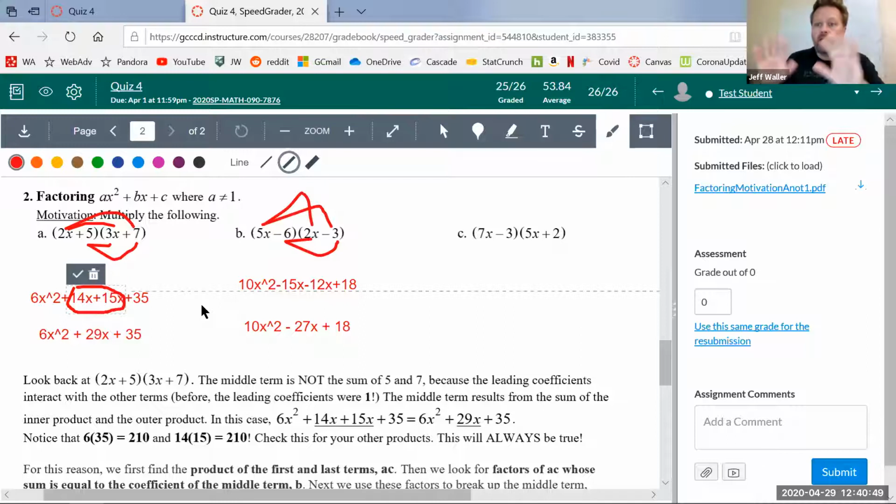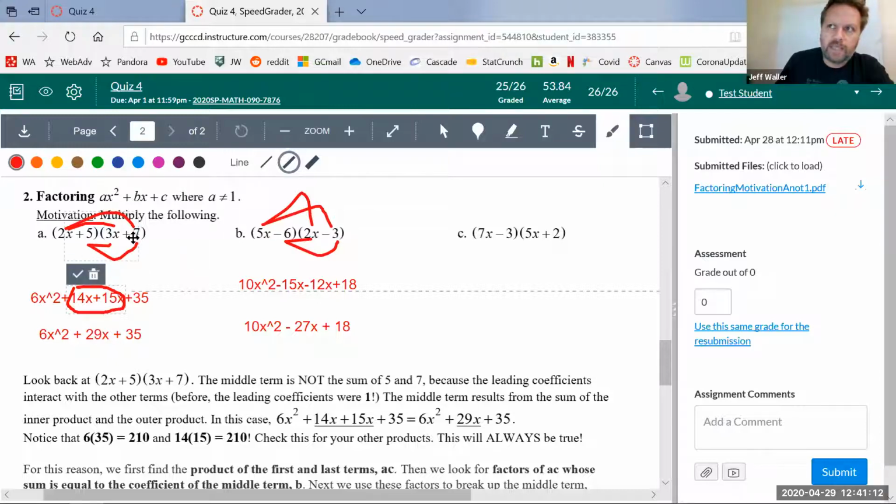210. Okay. And just so you know, I don't know if some of you are concerned, part A was done. I'm just coming back to it now to show you something interesting. So why are we doing these 3 problems in the first place? To get motivation for how to solve a factoring problem where the first number is not 1.